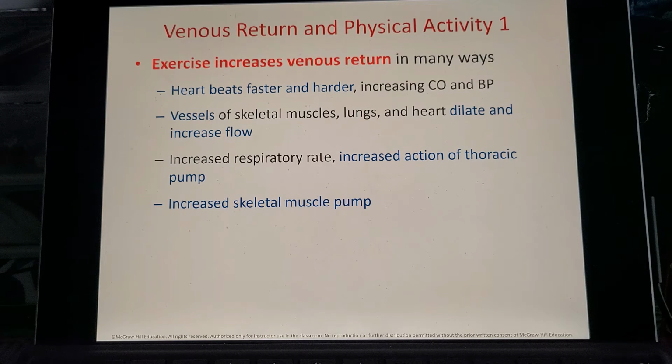Any vessels in your skeletal muscle areas, lung, and heart, they're going to dilate, causing an increase in flow, and that's going to just push blood through your circulatory system, so through all your veins, blood vessels, and that's just going to push more blood, again, going back to the heart.